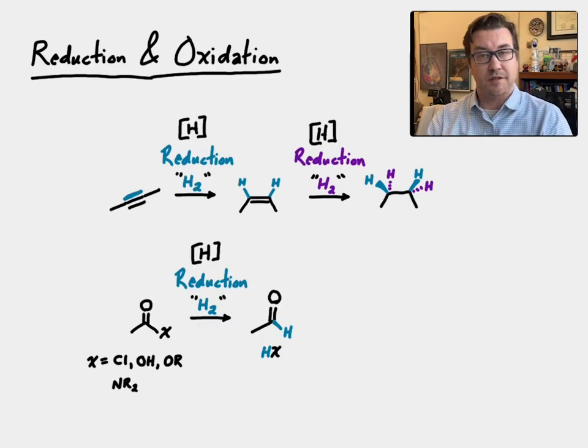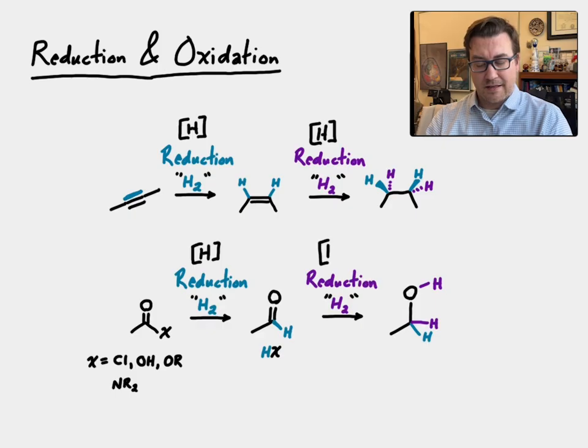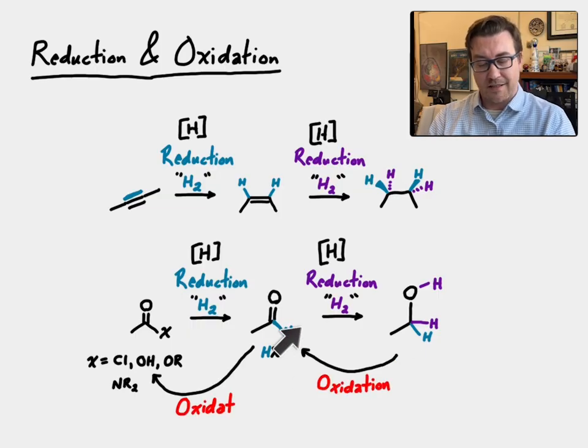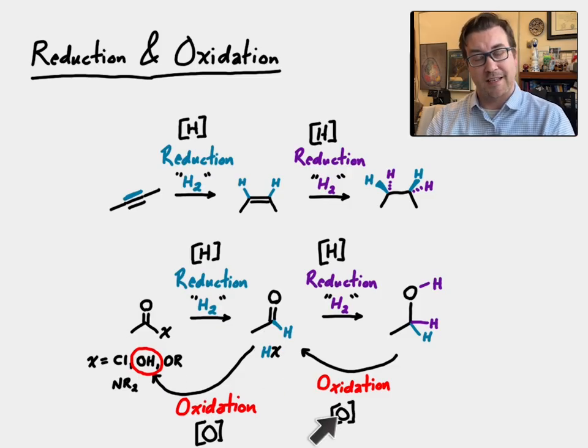You can now further reduce an aldehyde to an alcohol, and again, we can use that bracketed H as a quick designation of reduction. So an acid gets reduced to an aldehyde, which can get reduced to an alcohol. And on the opposite side of things, the alcohol can get oxidized to the aldehyde. The aldehyde can get oxidized to the carboxylic acid. So we call those oxidation steps, and we use this bracketed O to denote oxidation.